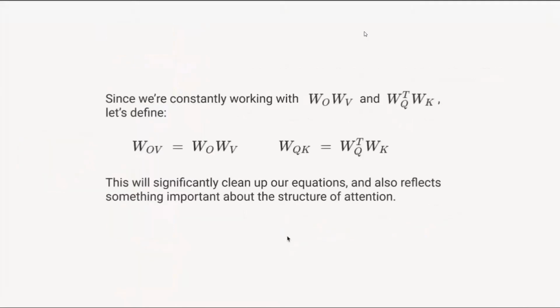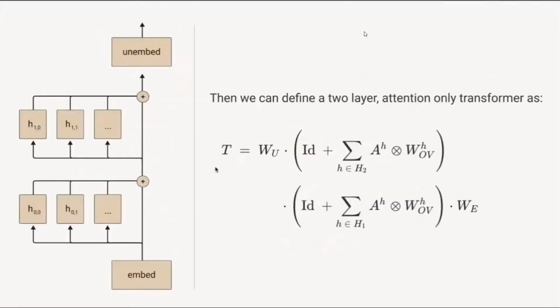Now, you might have noticed that every time we talk about WO, it always comes with WV and vice versa. And every time we talk about WQ, it always comes with WK. Because these equations are going to get a little bit larger and more complicated, for simplicity, we're going to introduce the terms WQK and WOV that correspond to those products. So that's just a little bit of cleanup before we move on to the equations.